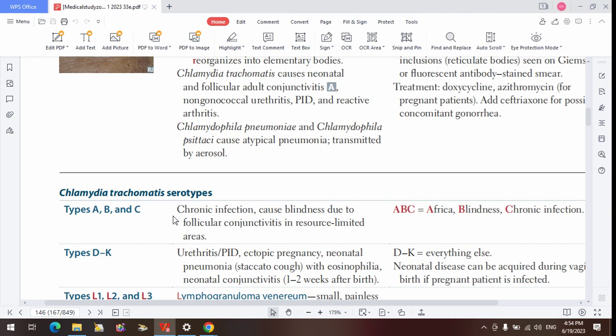So, we are stopping at K. The way to just spot this is that D to K are the ones that are causing the neonatal problems as well as the genitourinary problems. The neonatal problems as well as the genitourinary problems. So what are the neonatal problems that Chlamydia trachomatis can cause? Chlamydia trachomatis can cause neonatal pneumonia and it can cause neonatal conjunctivitis.